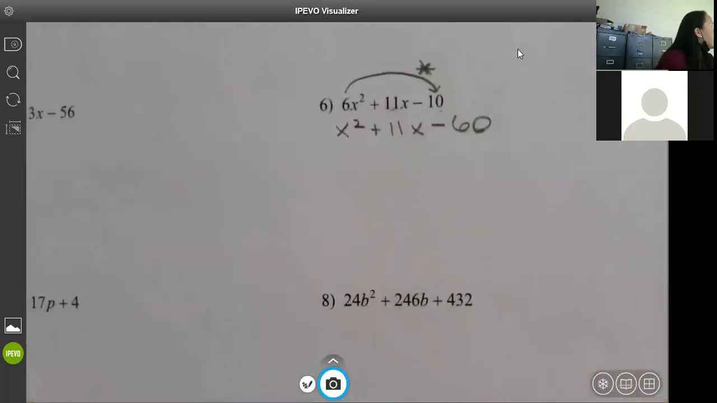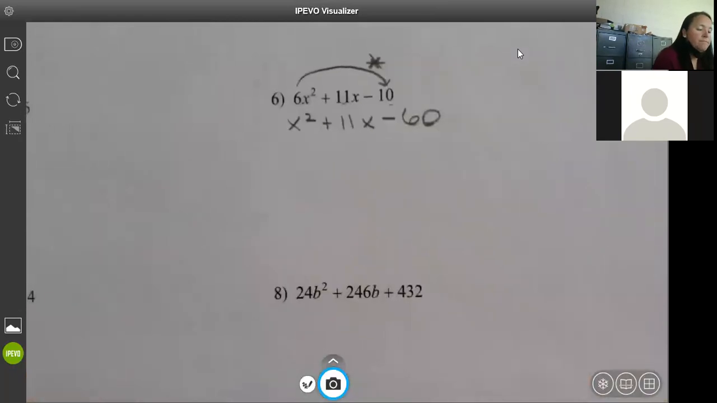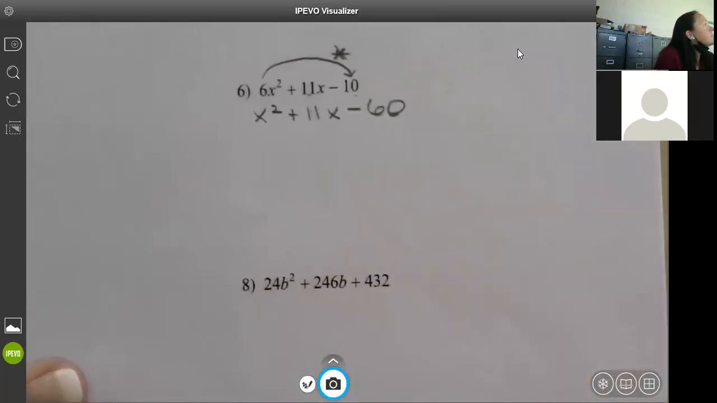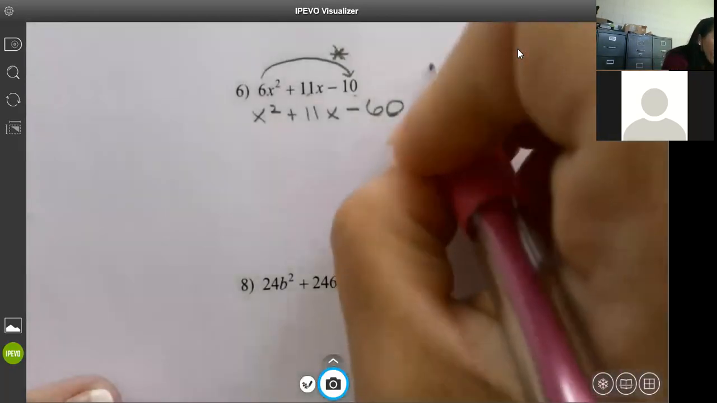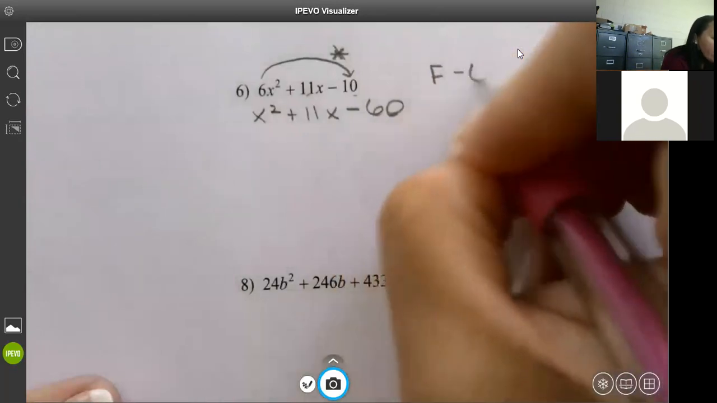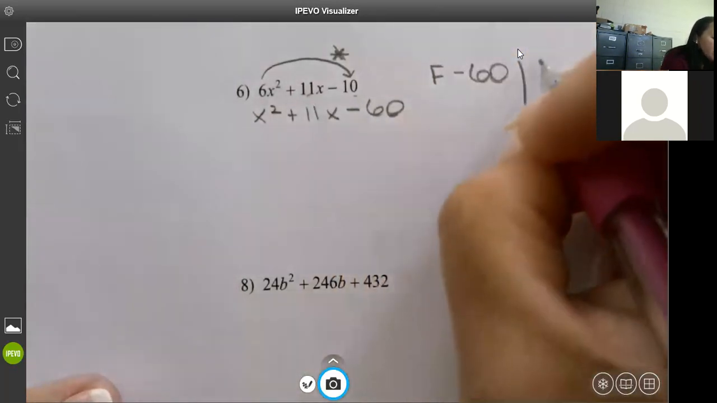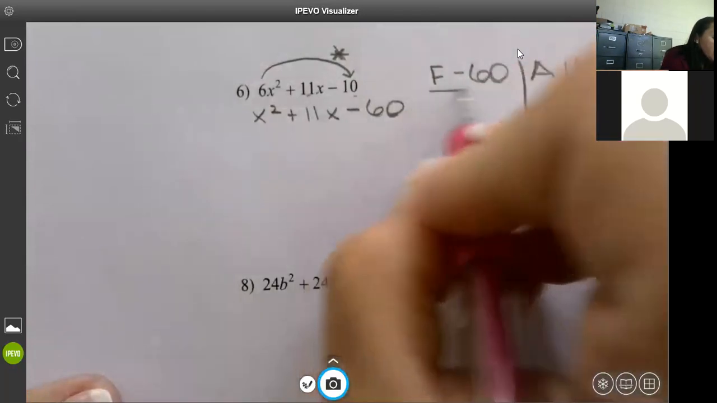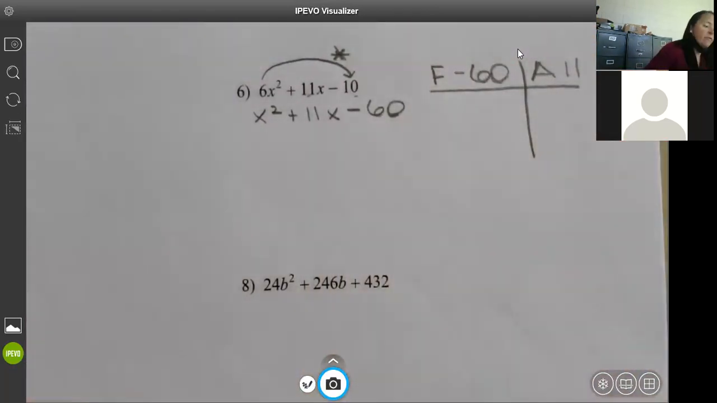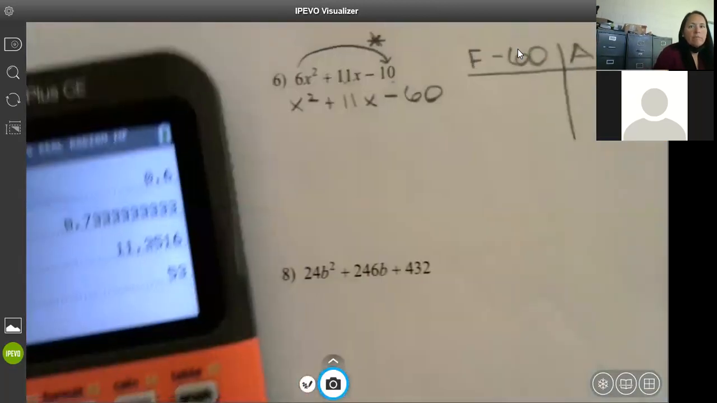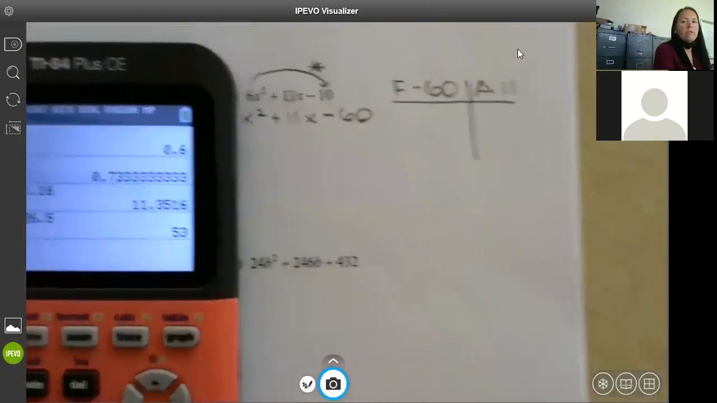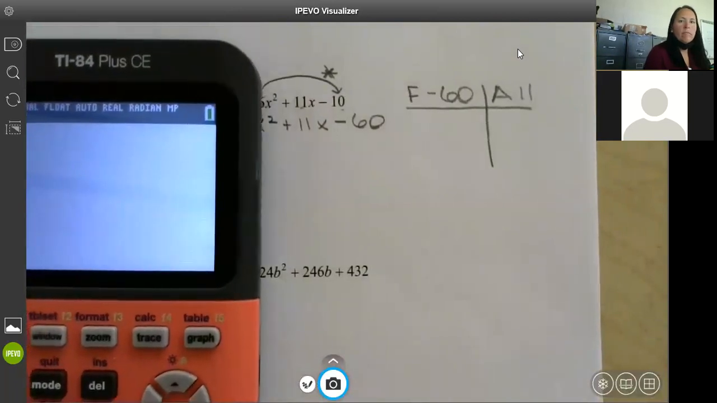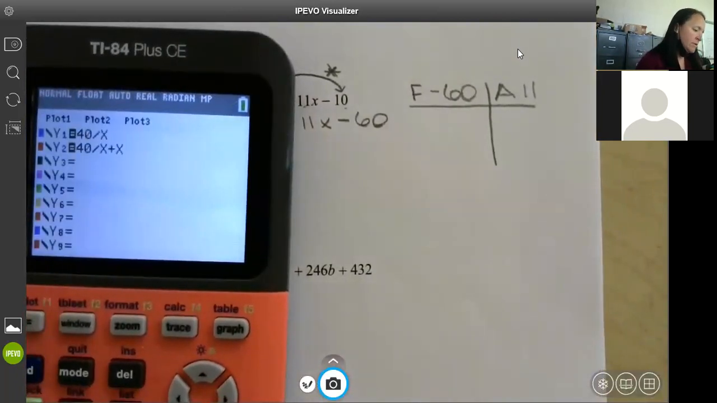Now it looks just like yesterday. So how did we do yesterday? We did factors of negative 60 that add to the middle. So factors of the last that add to the middle. And remember, we used our calculator for that. We did Y equals negative 60 divided by X, plus X.